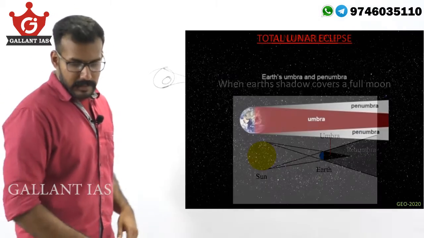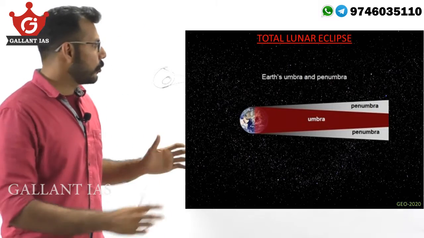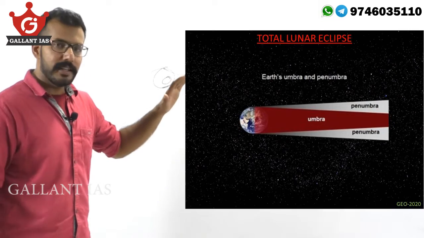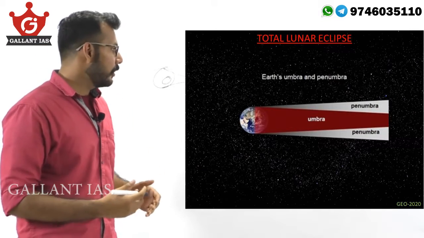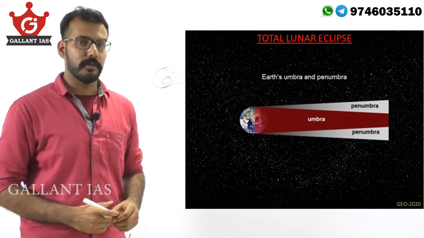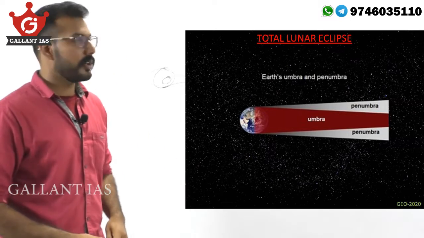Now, there are three kinds of lunar eclipses. The first one being total lunar eclipse. A total lunar eclipse occurs when the darker umbral shadow falls on the moon, or in other words, when the moon moves into the umbral shadow region of the earth, and then you have a total lunar eclipse.